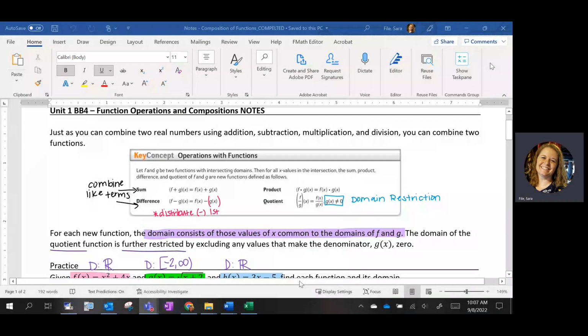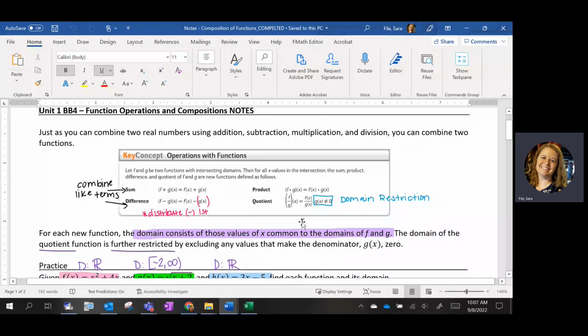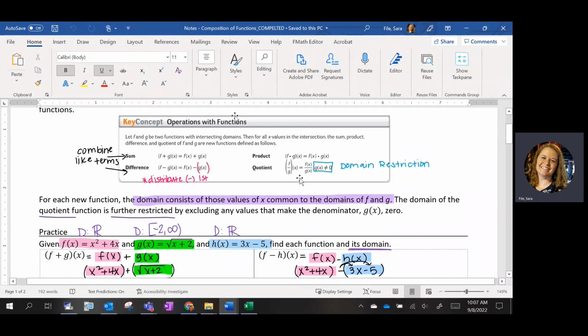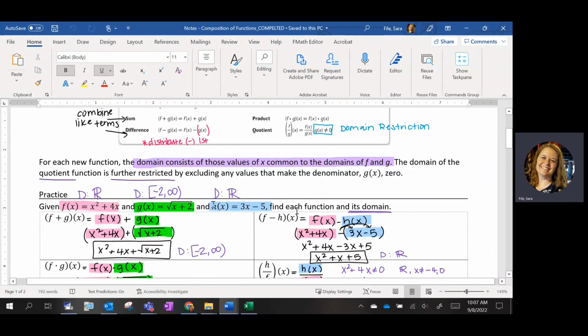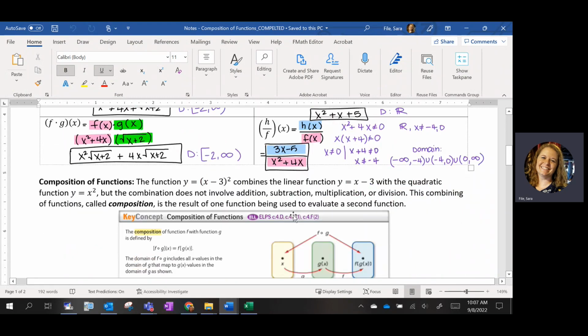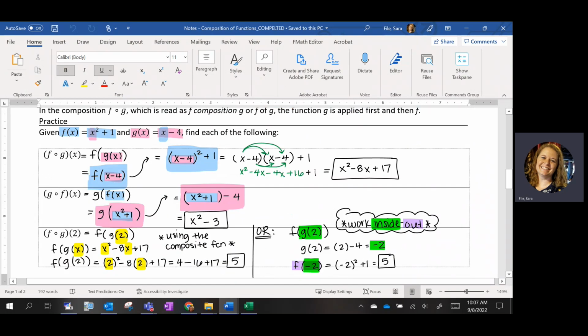Here are our composition notes from yesterday. We got the entire front side filled out. We reviewed combination functions: add, subtract, multiply, divide. And then we talked about composition, which is actually inputting a function into another. And we did 3 parts for this bottom example.